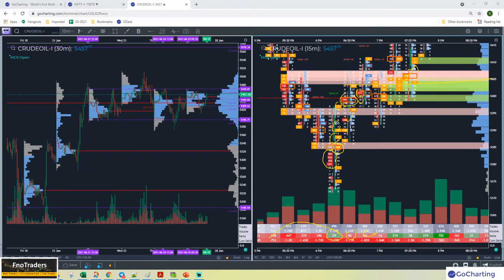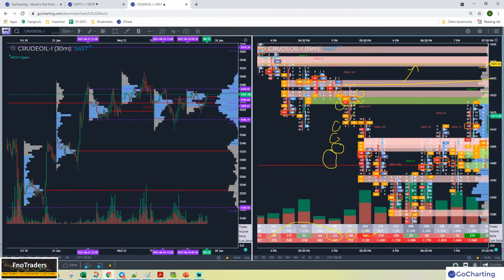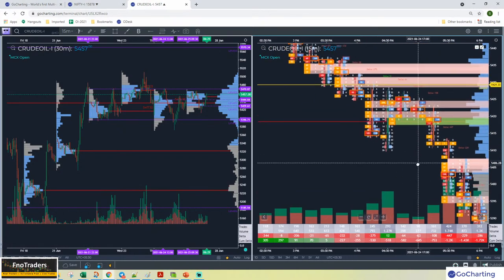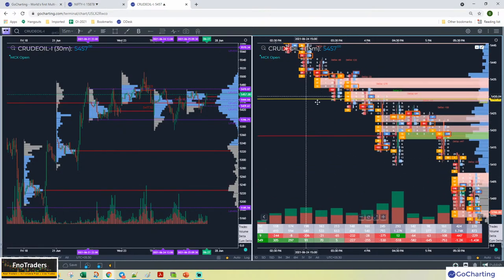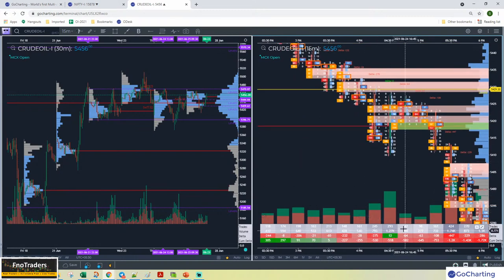If you see, till this point it was sell, sell, sell, sell, all good sellers, with price following. It was buying, but very weak buyer delta.